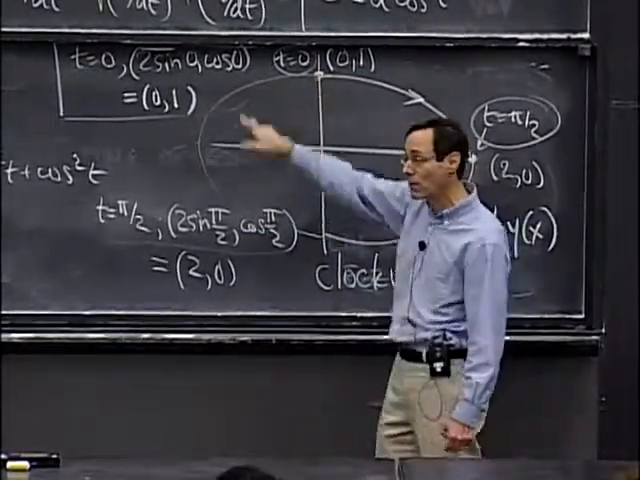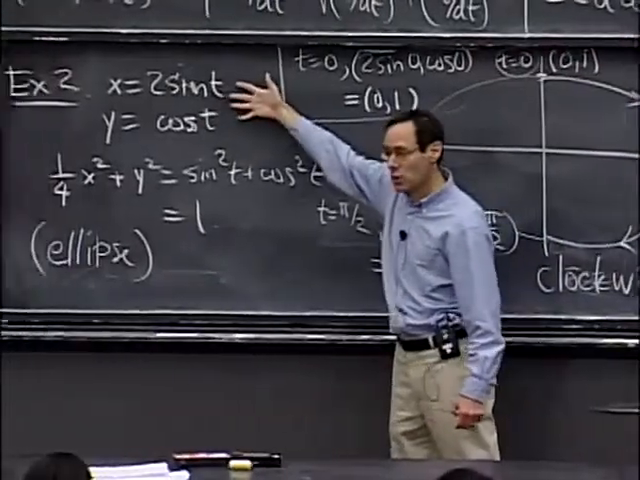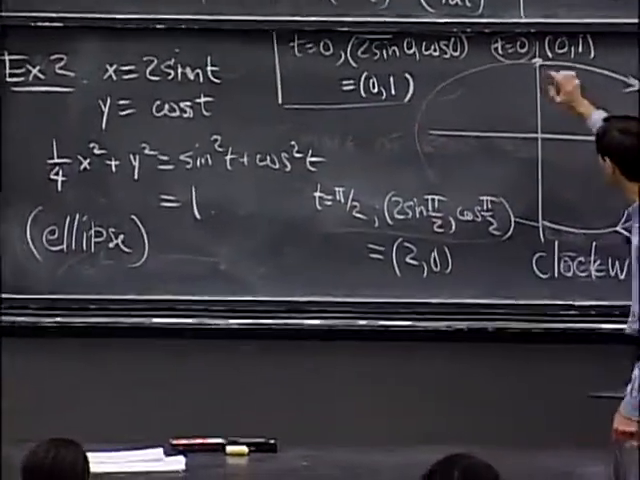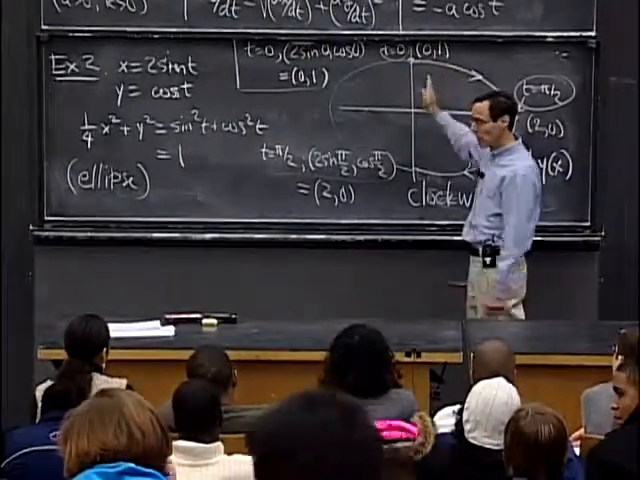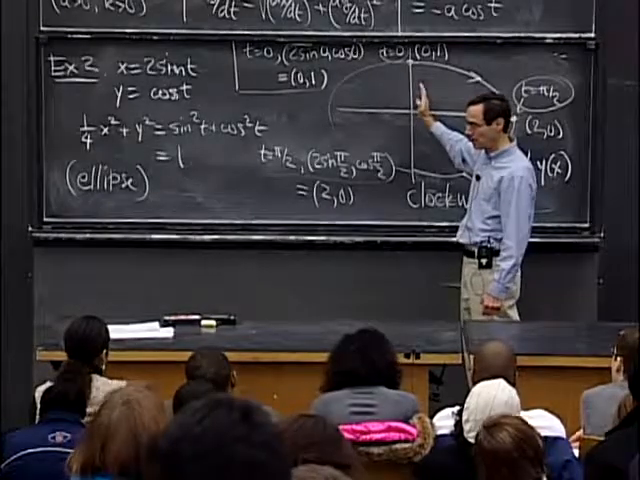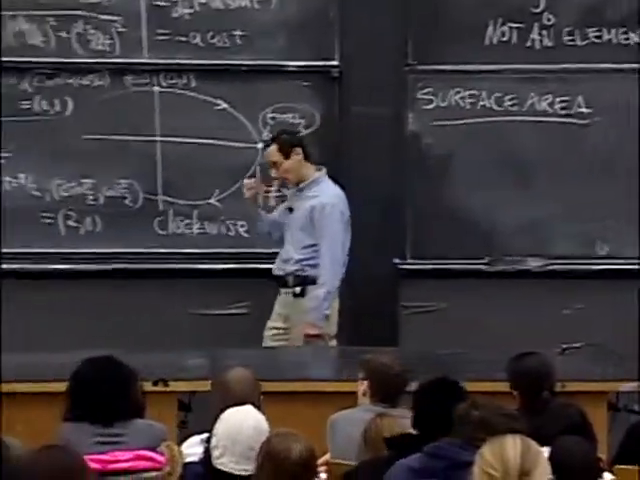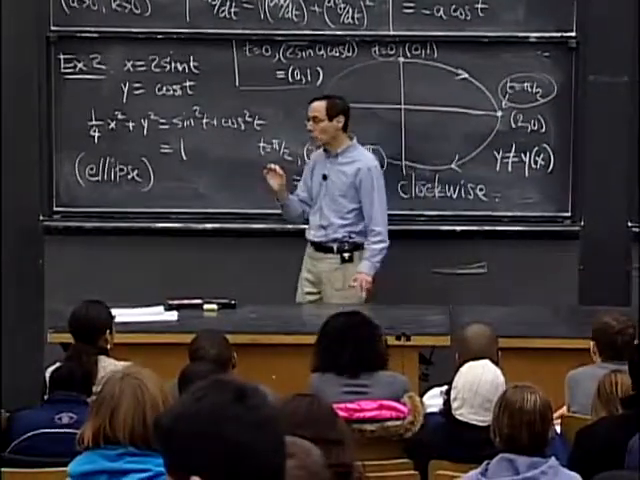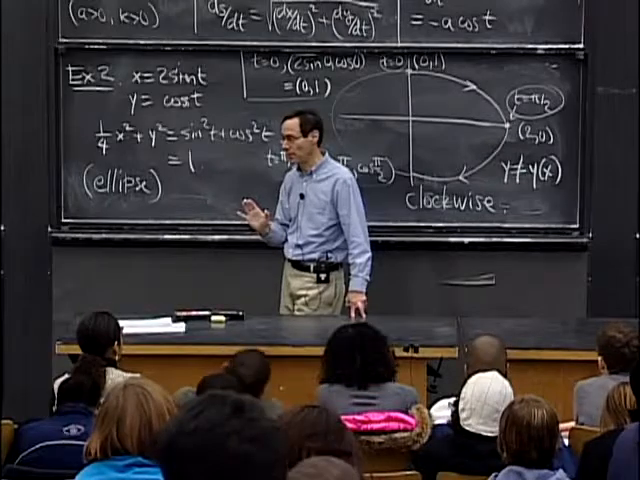When you go all the way around once, it's going to come back to itself. These are periodic functions of period 2 pi, and they come back to themselves exactly at 2 pi. And so that's why we know in order to get around once, we need to go from 0 to 2 pi. And the same thing is going to come up with surface area right now. That's going to be the issue, what range of t we're going to need when we compute the surface area.